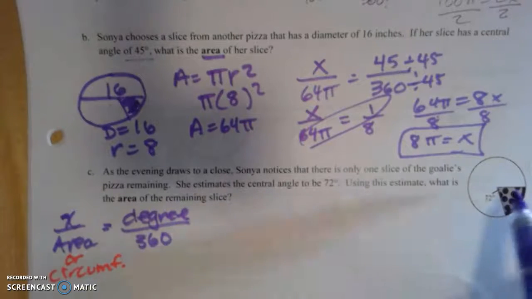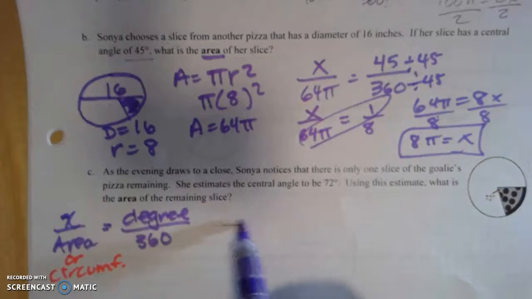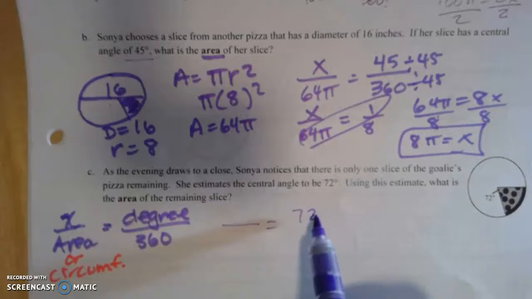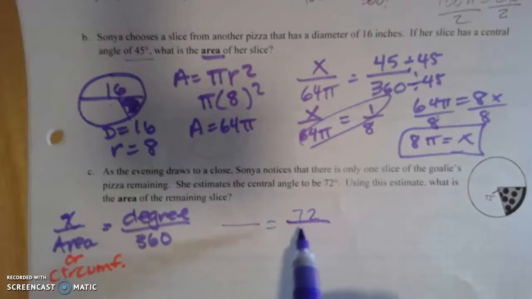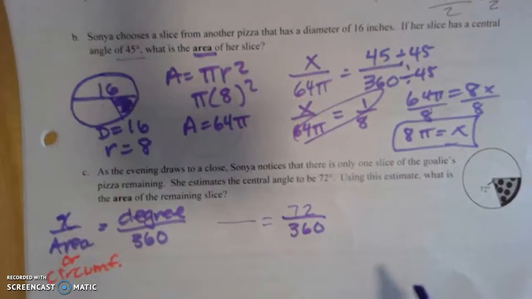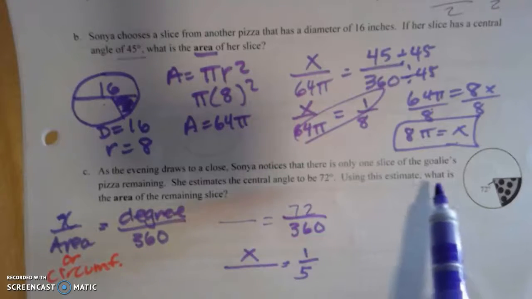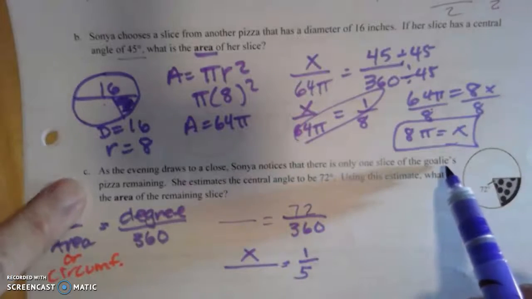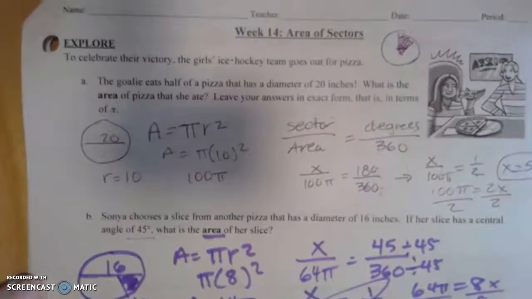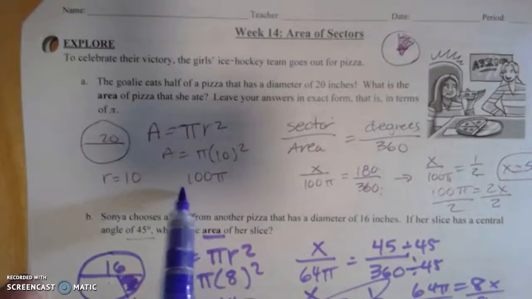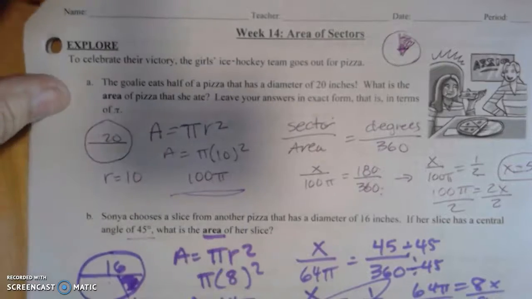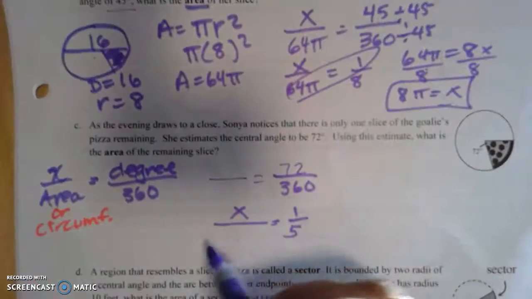And here we go, here's 72, so we're going to go like this. Something over area equals 72 over 360. Okay, remember that reduced to 1/5. This is what we're looking for. And our area, let's see, this is back to the goalie's pizza. I'm going to go back to the first one. The goalie's pizza, the area was 100 pi. So I'm going to come back here and I'm going to put 100 pi here.